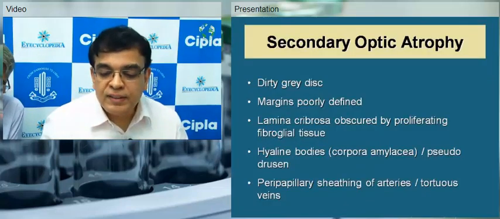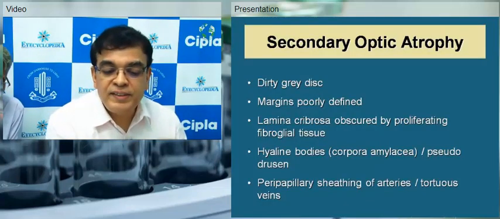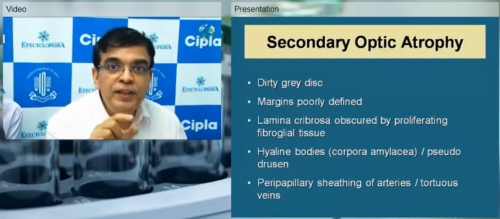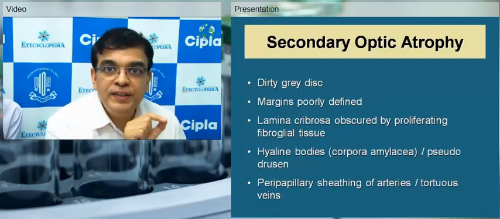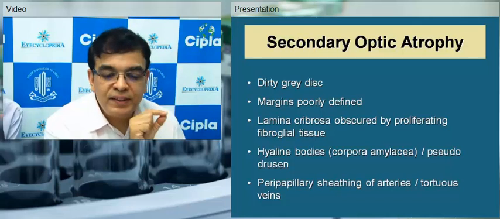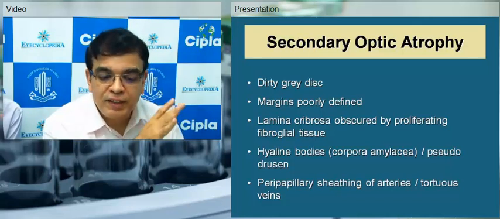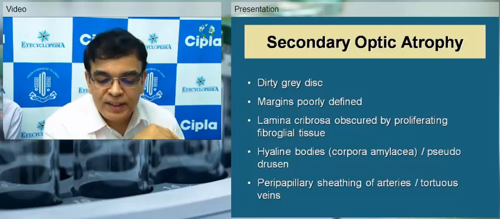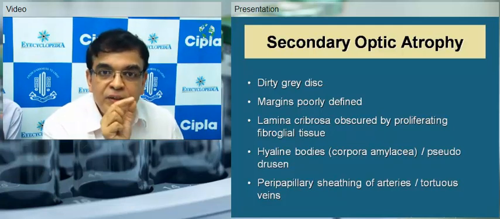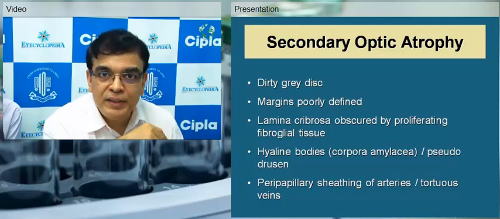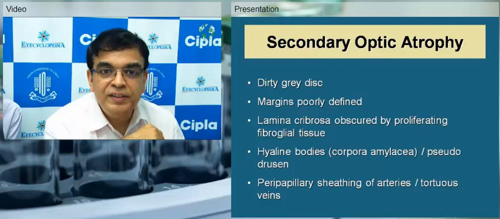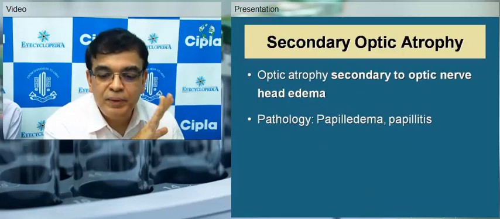So this kind of optic atrophy is called secondary optic atrophy. It is secondary to what? It is secondary to optic disc swelling. So this is a dirty gray looking disc. As I told you, the margins are poorly defined, the lamina cribrosa is filled up with gliosis, hyaline bodies, you get pseudodrusen because of all the damage to the myelin sheath, and peripapillary sheathing of the arteries, and you get tortuous veins. So this is a very typical looking picture.